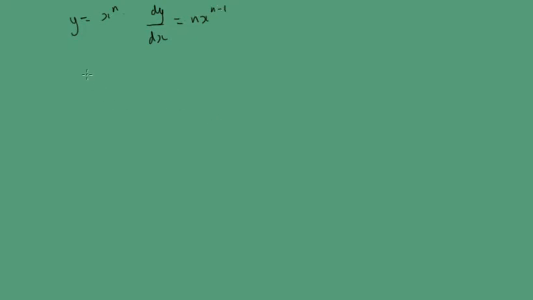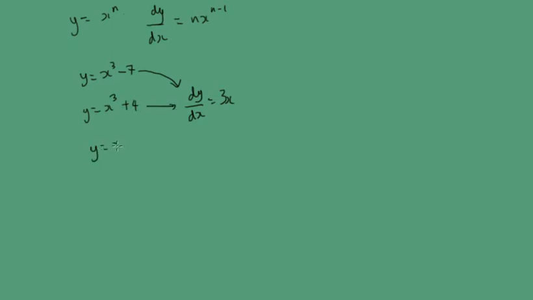So let's consider a few functions. Let's consider y equal to x cubed minus 7. The derivative of this would be 3x squared. Let's now consider y equal to x cubed plus 4. Well, the derivative is the same.